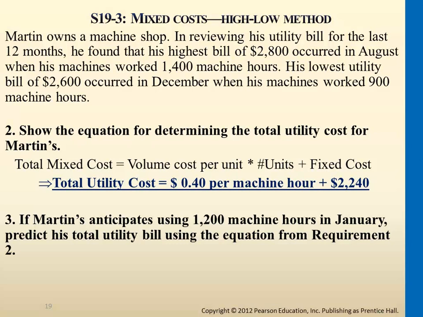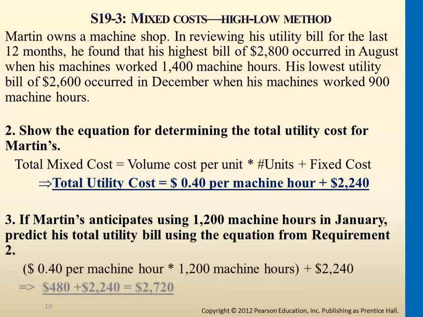2,720, and you got it from, okay, 40 cents multiplied by the machine hours. Okay, so 0.4 multiplied by 1,200 will give you 480. Okay, so 480 then plus the 2,240 would give you, okay, 2,720.